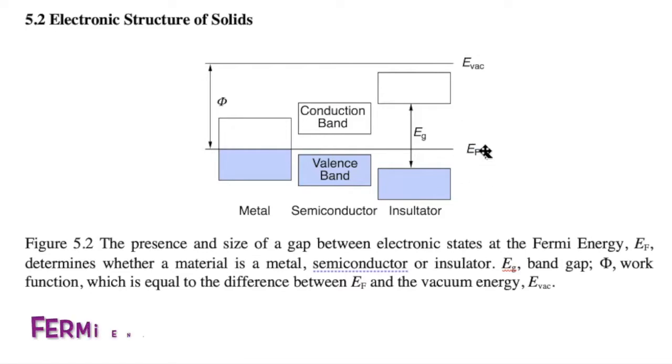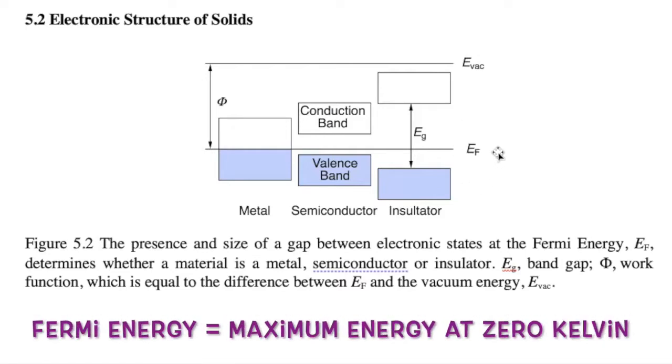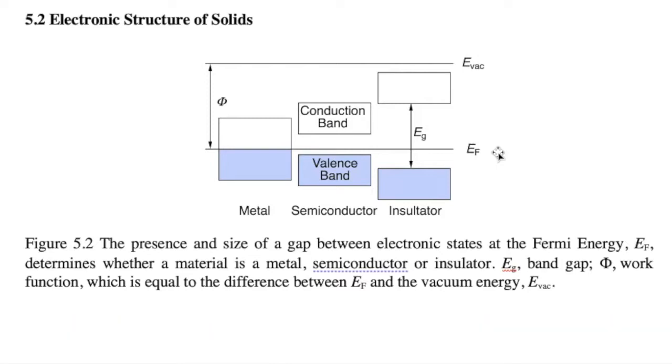The Fermi energy, EF down here, is the maximum energy that electrons can have in an object, in a metal, or any other species. The difference between that Fermi energy, the highest energy level of the electrons, and the vacuum energy, the point at which they're no longer bound, is known as the work function.